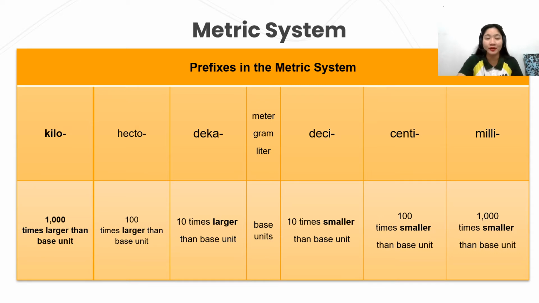I hope that you are all familiar with the metric system as we had discussed it during our first reading. So let's have a short review. As the base units, we have the meter, gram, and the liter. Let's have them one by one. Let's start with kilo, which means it is 1,000 times larger than the base unit. Hecto means it is 100 times larger than the base unit. Deca means it is 10 times larger than the base unit.